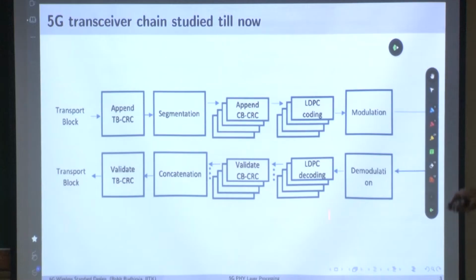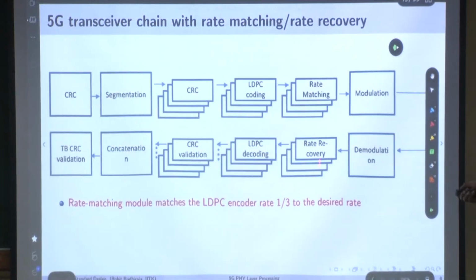But we see there is a gap here. This is always 1 by 3, and there is another module which is basically rate matching, which is required to match this rate to the desired rate. Right? And we are going to understand how this works.